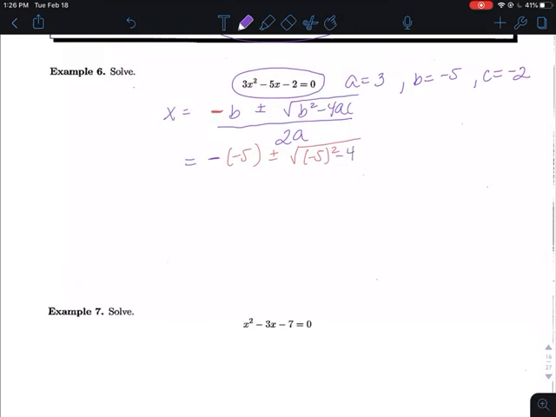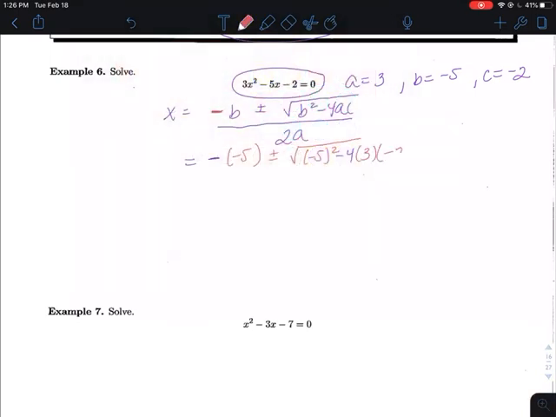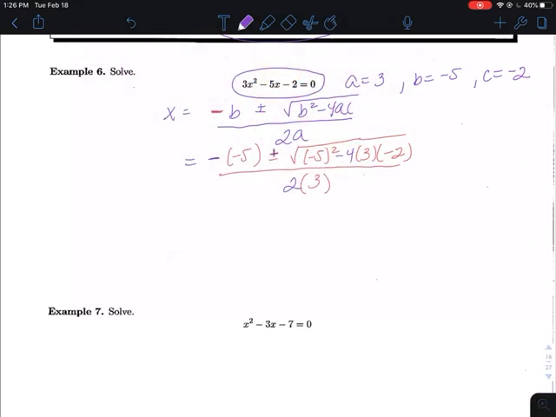Minus is part of the formula. The 4 is part of the formula. A is 3. Oh, try to color code it. So 4. A is 3. And C is -2. All over 2 times A. A is 3. So everything I put in pink is what I put into this formula. All right, the formula. So make this purple because that was part of the formula. So the only thing I had to plug in was the pink stuff.